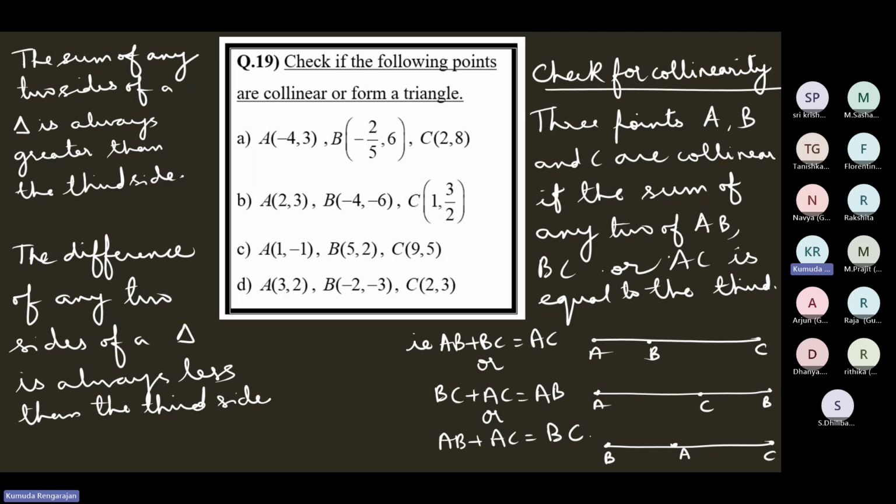Okay. So these are the things which we already know about a triangle. This is the check for a triangle, meaning that the sum of any 2 sides is always greater than the third side. The difference of any 2 sides is always less than the third side. Now the check for collinearity is if the points are A, B, and C, then the sum of any 2 of them should be equal to the third. Then the points are collinear.